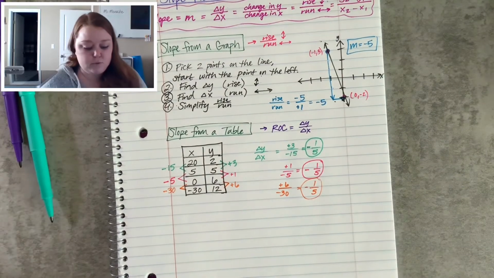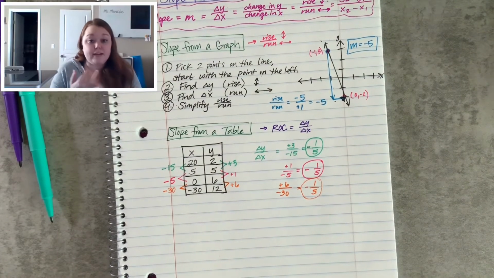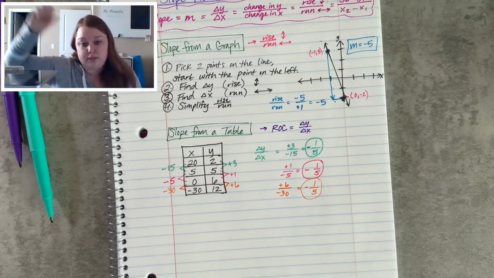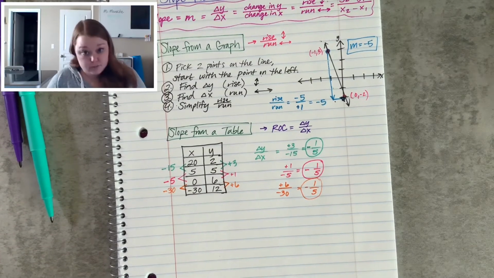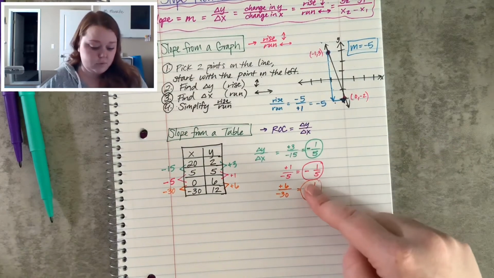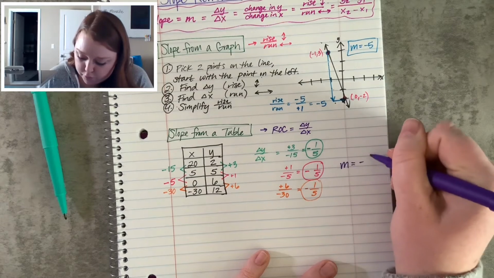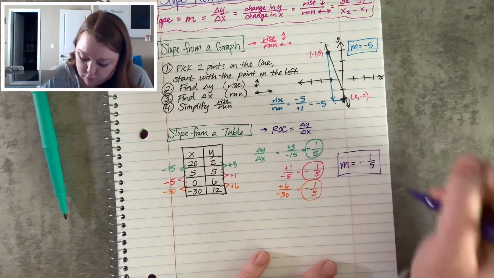Notice that they all simplify to the same amount. That tells us that this is linear, remember? So all the points line up in a straight line. Cool. That means it has a constant rate of change. Constant rate of change is negative 1/5. But most importantly, it tells us the slope. Your slope is negative 1/5.